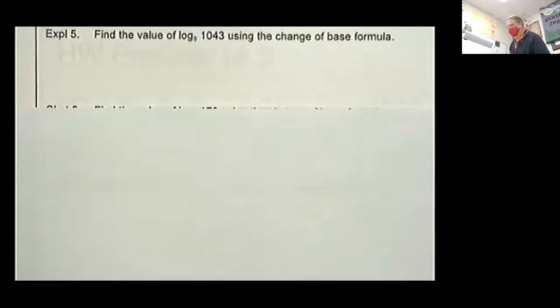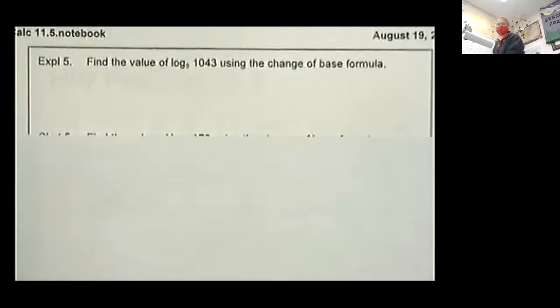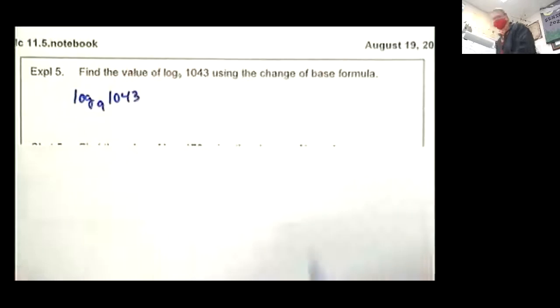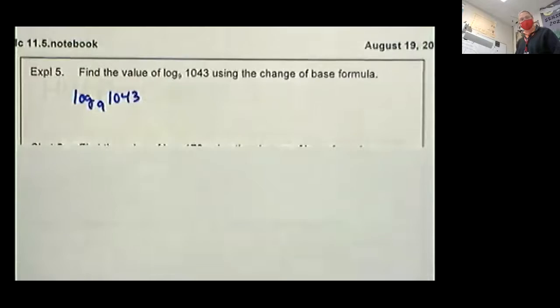Find the value of log base 9 of 1043 using the change of base formula. Again, this question was more appropriate before we had calculators that would do all of this. But again, it's important to know this because you could have variables that you would use this as well. So we're going to change log base 9 of 1043. And again, we're just going to use log base 10 because that's an easy one to use.